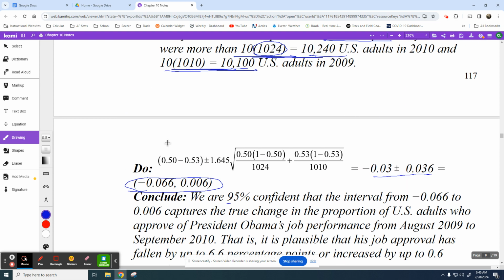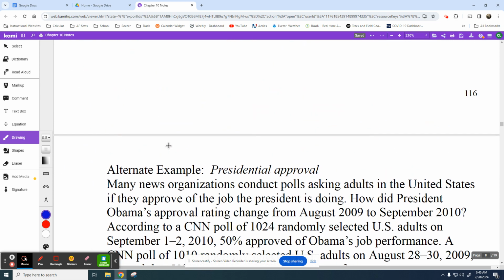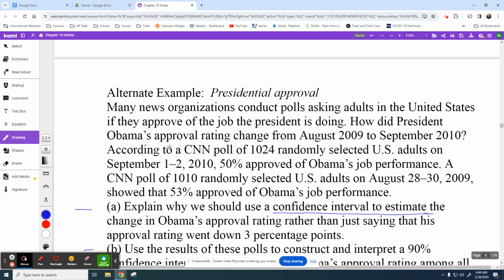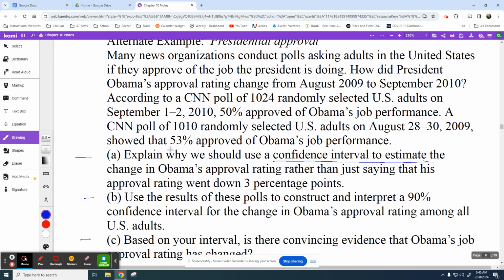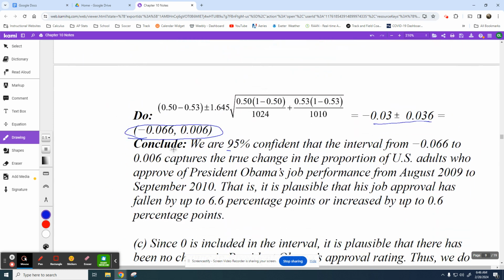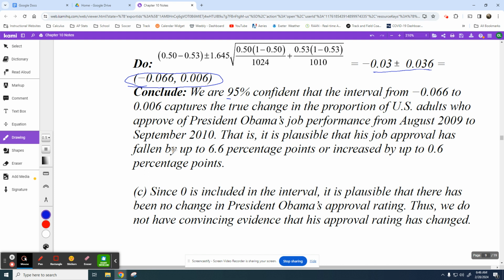Hold on. There's an answer of 95%. What did I ask for? Did I mistype something here? I think I did. Oh no, construct a 90% confidence interval. Let's see if I did anything wrong here. Hold on. Oh, I did. This should say 90.